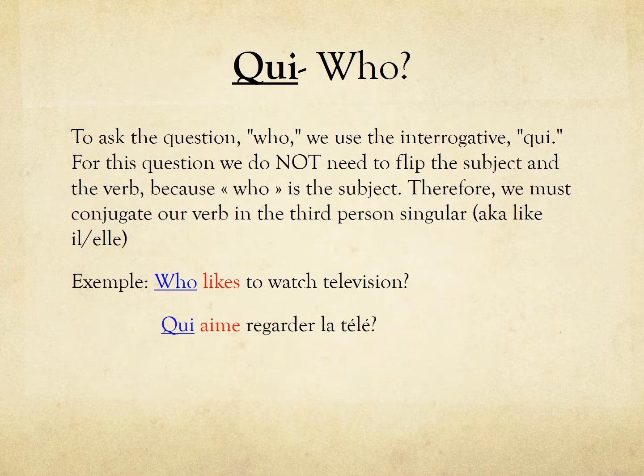Okay, next one, we have qui, or who. So to ask the question who, we use the interrogative qui. For this question, we do not need to flip the subject and the verb because who is actually our subject. Therefore, we must conjugate our verb in the third person singular, aka you're going to conjugate it as if it were il or elle. So for example, who likes to watch television? Qui aime regarder la télé?